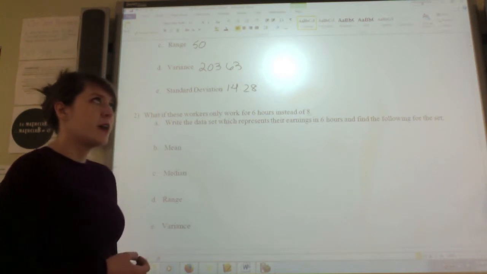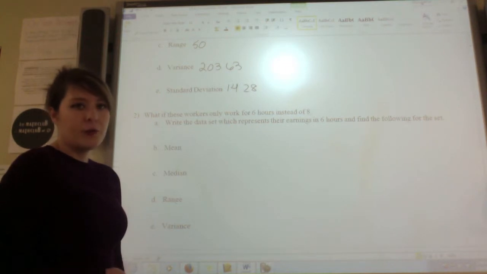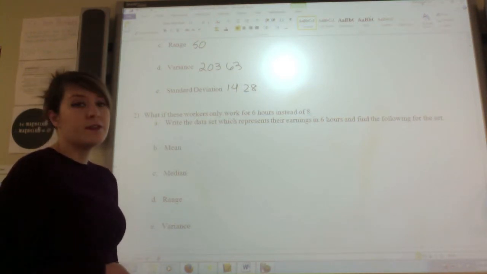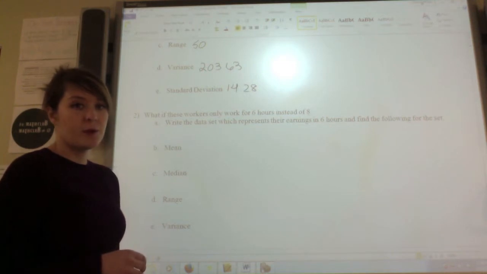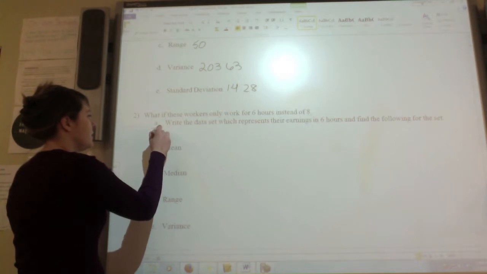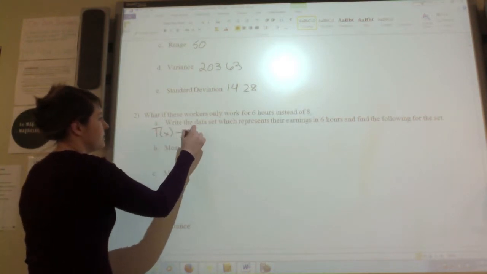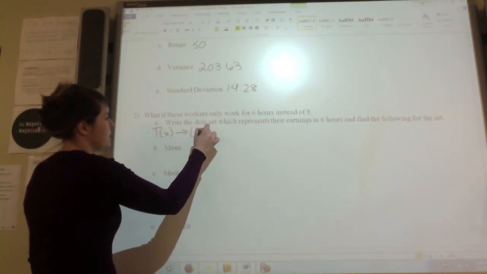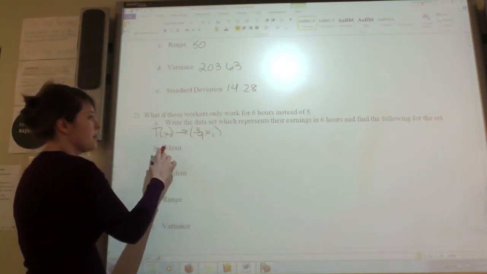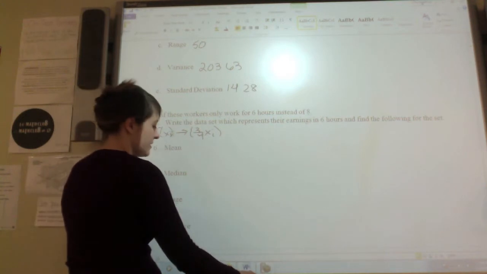So if I know that I'm working only 6 hours instead of 8 hours, what am I going to multiply each of my values by? Well, 6 out of 8 reduces to 3 out of 4. So essentially you're just taking 3/4 or 75% of each of your original data points to figure out how much they would make in 6 hours. So your transformation is going to be 3/4 times x. We're taking our x sub i values and multiplying them by 3/4.